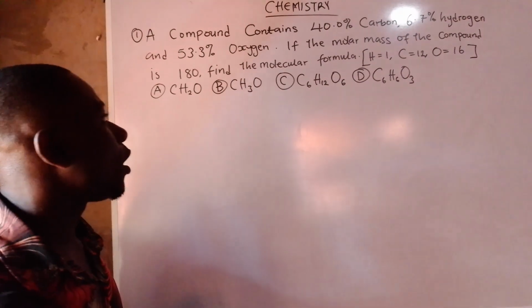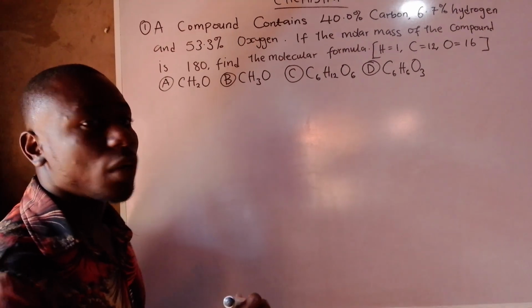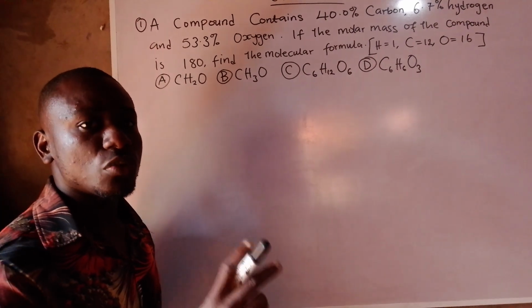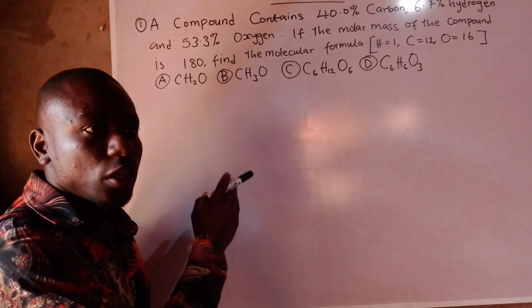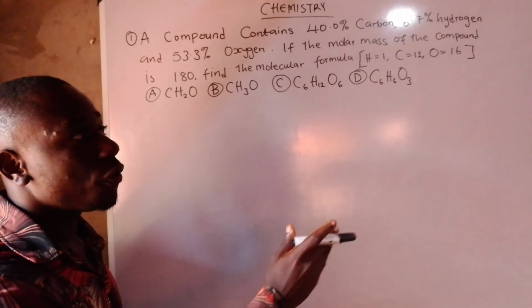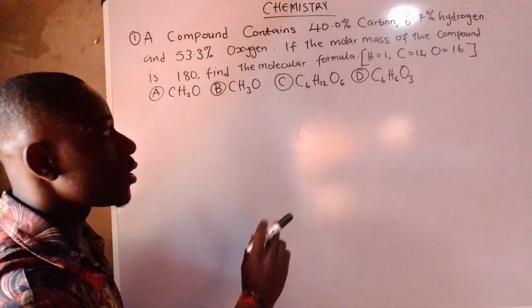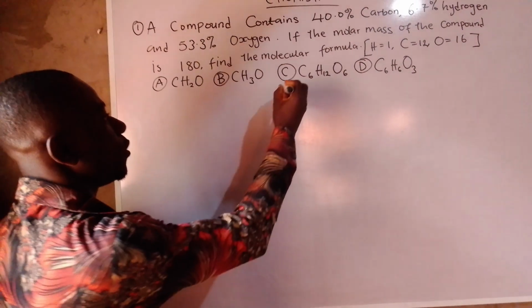Now, in the calculation of the molecular formula, we are going to be solving for two different things. First, we're going to find the empirical formula of the compound. Then with the empirical formula, we will now get the molecular formula. So those are the two things we're going to be calculating. So let's solve the question.